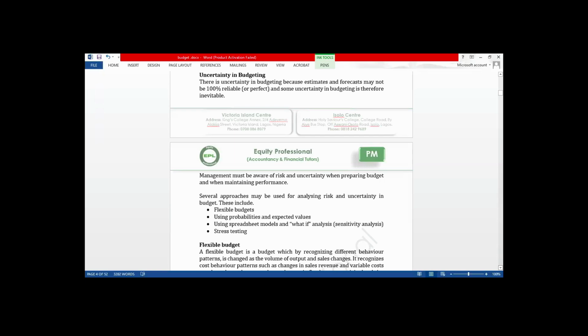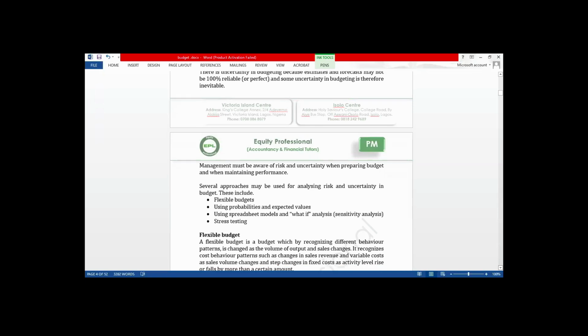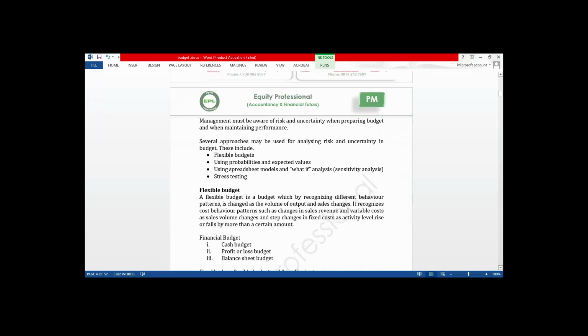Remember variable cost. This is cost that varies with the volume of production, like our raw material cost. The more we produce, the more raw material cost we are going to incur. So raw material is assumed to be variable cost. But also note, your flexible budget is also prepared prior to the budget period to make provision for changes in circumstances and where there are errors in our budget.